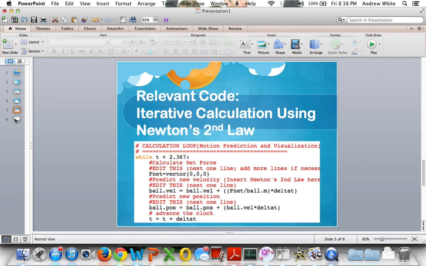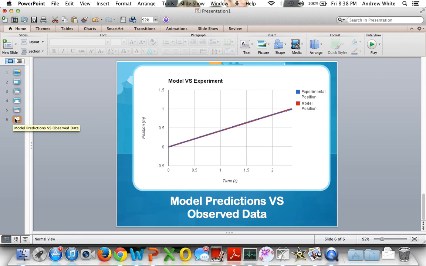Now on to the results. I plotted the predicted motion of the model on a graph. The predicted motion is represented by a red line. I also plotted the recorded motion on the same graph. It is represented by blue dots. As seen here, the model is almost an exact prediction of the object's motion.